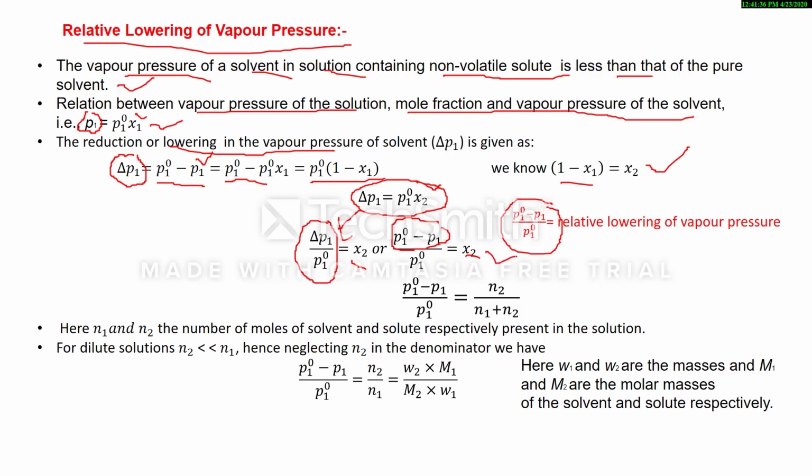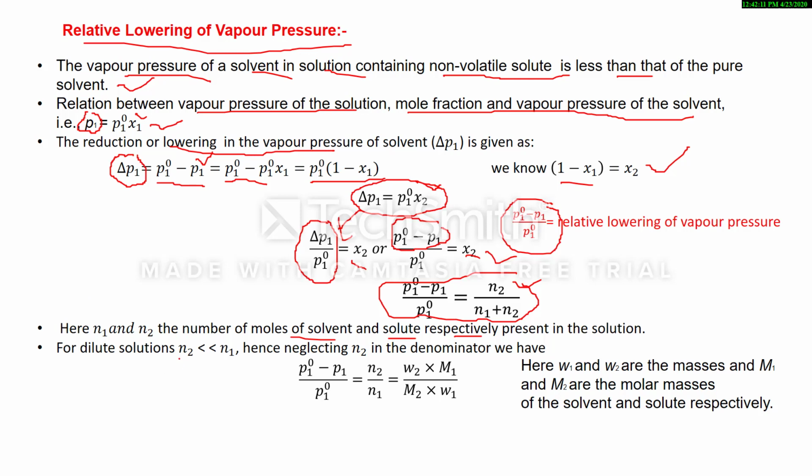Now this x2 is the mole fraction of solute, and it is the ratio of the number of moles of solute divided by the total number of moles in the solution, that is n1 + n2. So this is our formula for relative lowering of vapor pressure, where n1 and n2 are the number of moles of solvent and solute respectively. Remember it, subscript 1 is used for the solvent and 2 is used for the solute.